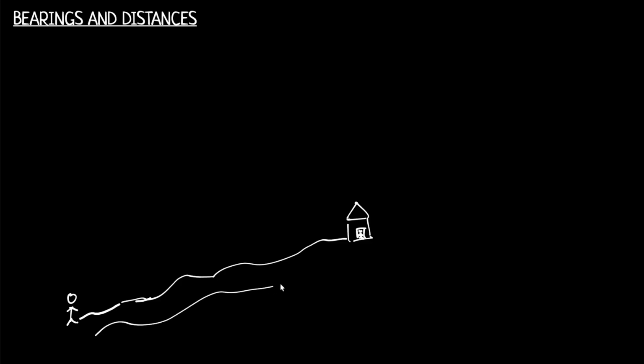Let's say this is you and you're trying to go to your friend's house, which is a few kilometers down the street. So here is your friend. So you need to walk a path to your friend's house. Right.